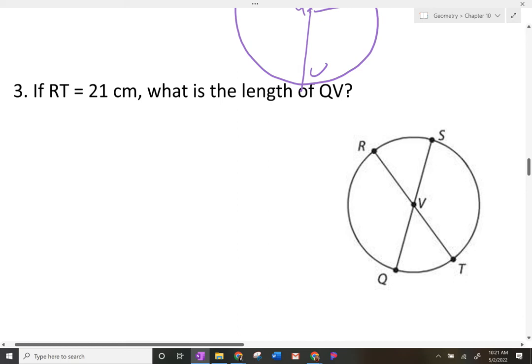Okay, so I've got my next circle here. Again, circle V. I've got R, V, and T. Those are all in a straight line. Those are all collinear, with RT being a diameter. And I've got S, V, and Q, all collinear. That one's also a diameter. Let you write it down, and then I will draw the pictures, and we'll talk about it.